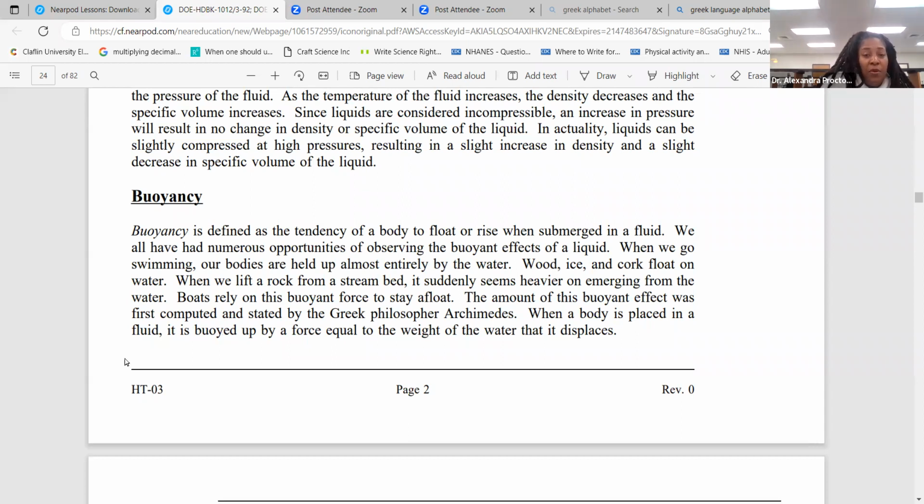The amount of buoyant effect was first computed and stated by Archimedes. When a body is placed in a fluid, it is buoyed up by a force equal to the weight of the water that was displaced.